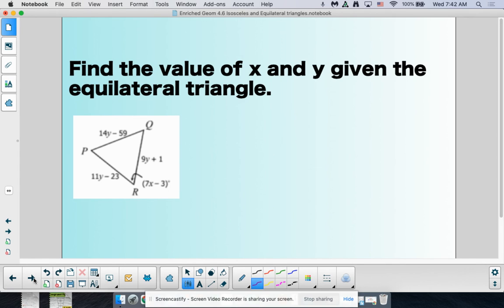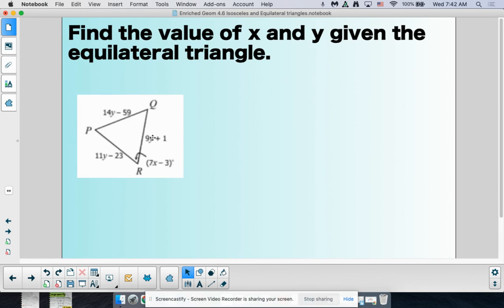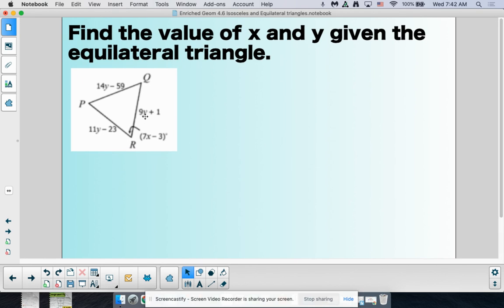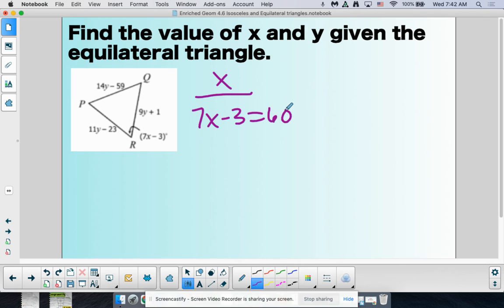And then lastly, we have this equilateral triangle. So we're finding x and y. It doesn't matter. Should we just go alphabetical? Should we find x first? So x is pointing at angle R. Well, we know all of our angles measure 60 degrees, so we can simply just set that expression to 60, add over 3, divide out, and we should get 9.